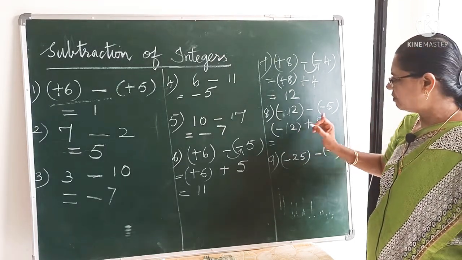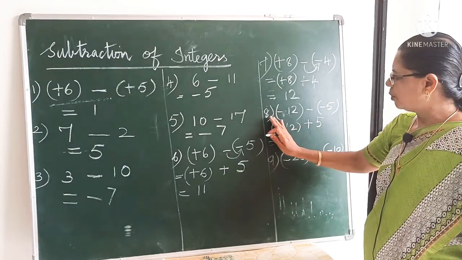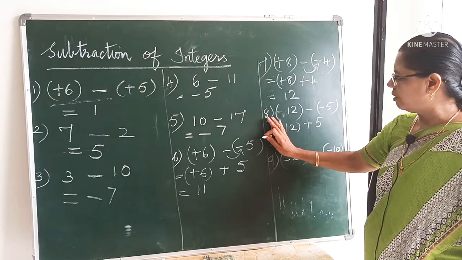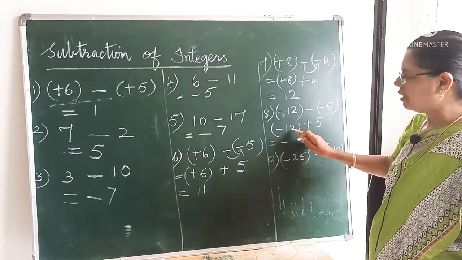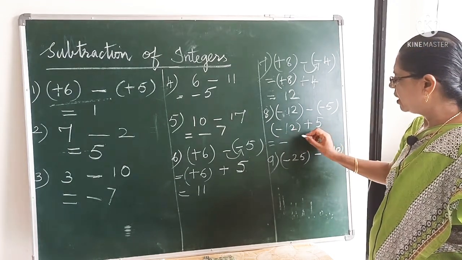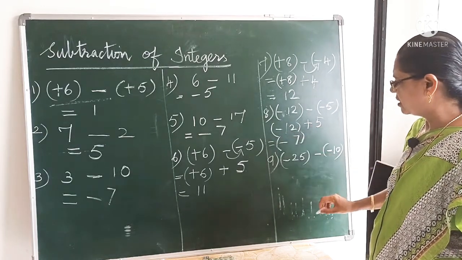One is negative and one is positive. In that case, put the sign of the bigger number. Here the bigger number is 12 and it has minus sign. Put the sign of the bigger number and find out the difference between these two. Difference between 12 and 5 is 7. So minus 7 is the answer.